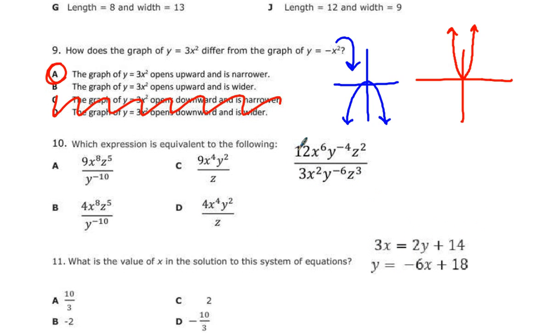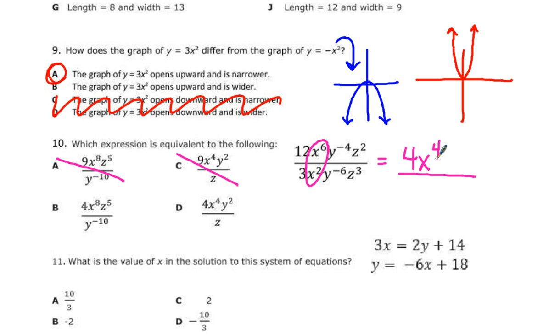So first, remember our whole numbers will always play together. So 12 divided by 3 is 4. So I'm going to definitely eliminate these two guys. So I have 4 over 1, but I'm not going to put that 1 down there. Now let's look at our x's. So right here. So that would be x to the 6 over x to the 2nd. We subtract those, and I would end up with x to the 4th.